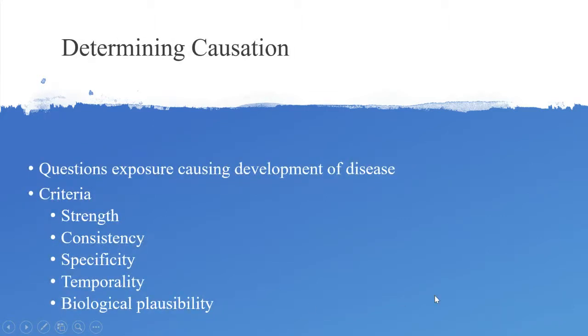When we look at determining causation, this is what is causing the sickness or disease. Some of the criteria for determining causation is the strength of the bacteria, virus, whatever it is, the consistency, specificity, temporality, and biological plausibility.